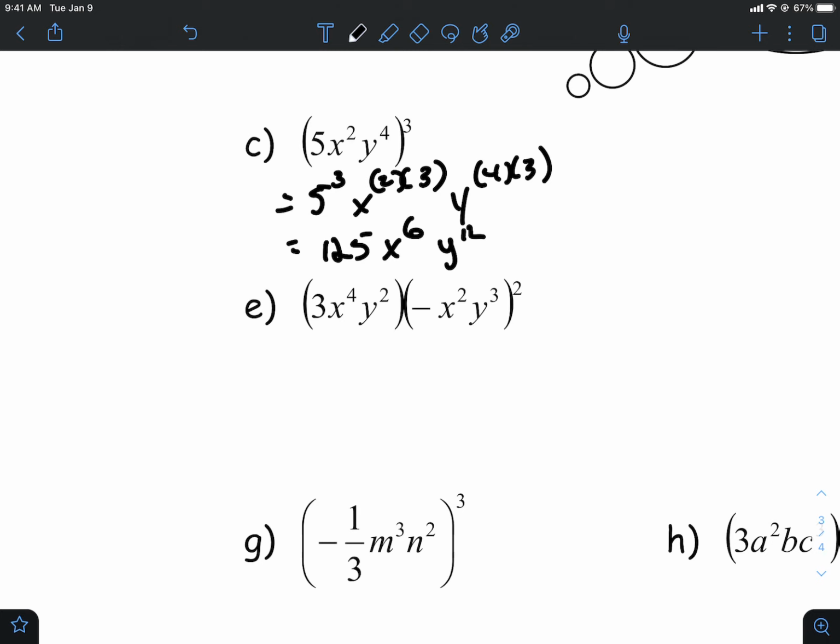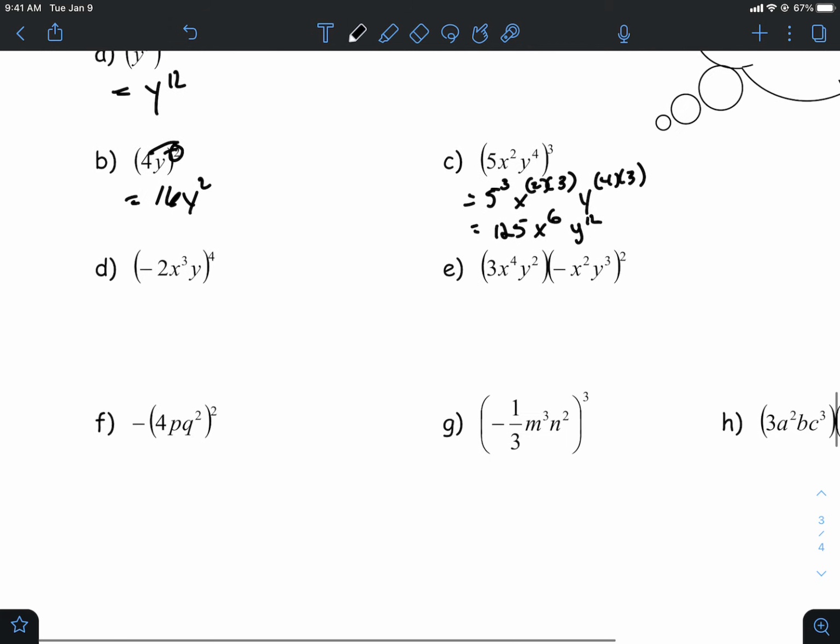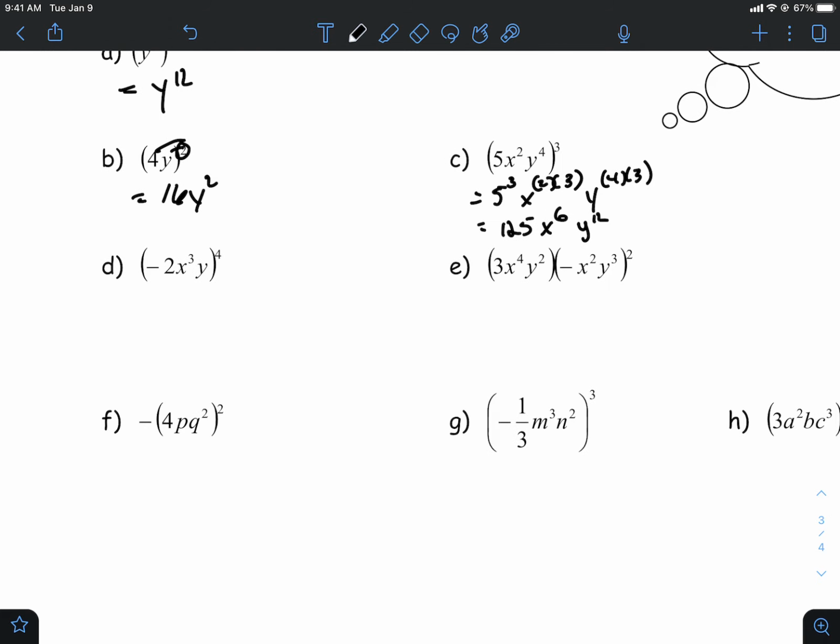Okay. Any questions so far? We all right? Again, expanded form will only get you so far. I don't necessarily want to write this out 4 times. So just use the power law, right? And again, you might want to do this.